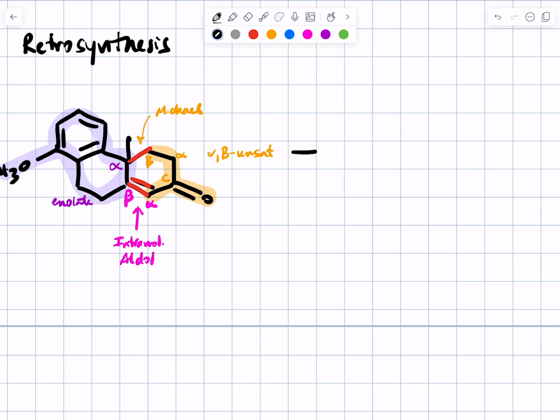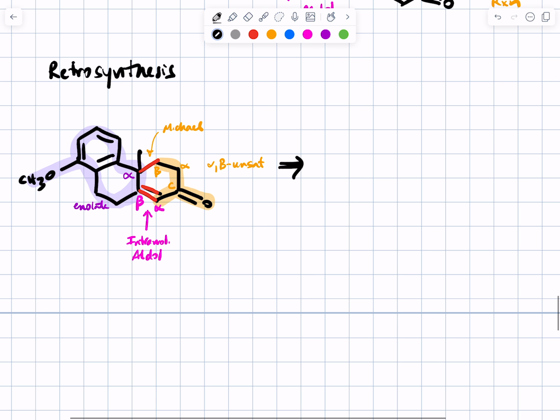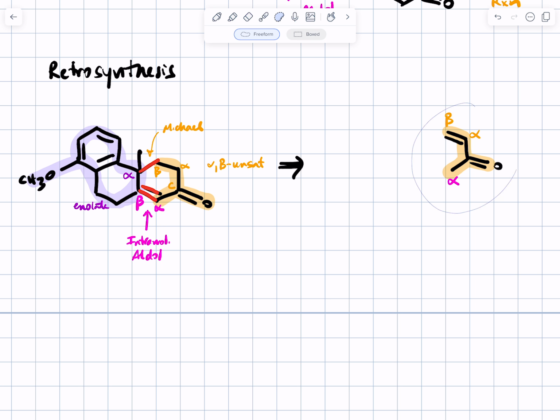So to think backwards, what you do is you first draw the electrophile, and it's helpful to draw it in the same orientation. This is the alpha carbon, this is the beta carbon. You now need a pi bond between alpha and beta carbons. This pink alpha carbon is the one that does the attack in the intramolecular aldol. Then on the other side, we're going to draw the rest of the molecule.